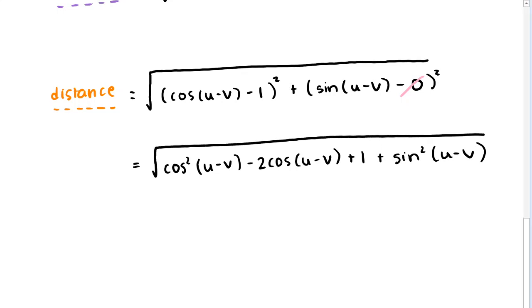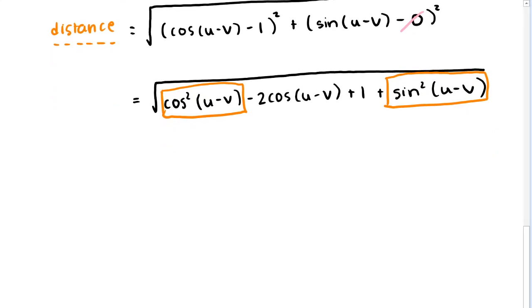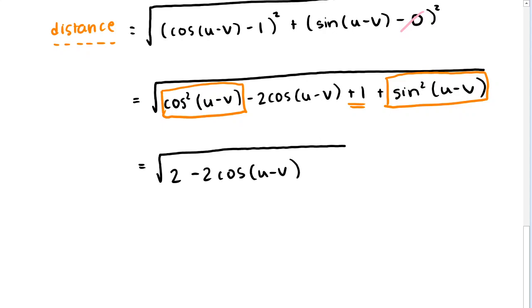And so just like our previous example, we have a Pythagorean identity that we can apply. Right, so sine squared of u minus v plus cosine squared of u minus v is going to equal 1. And so I can rewrite this as the square root of, well, we'll have 1 from our Pythagorean identity. We have another 1 right here. So this is going to be 2 minus 2 cosine of u minus v. So this is the distance of our dashed orange line.